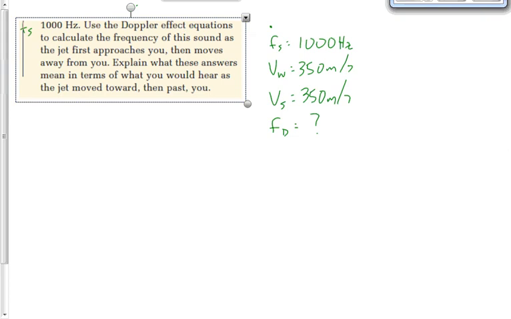There's two Doppler frequencies that we want to find. One is when it's going towards us. One is when it's coming away from us. So let's do that now. Let's do it when it's coming towards us.